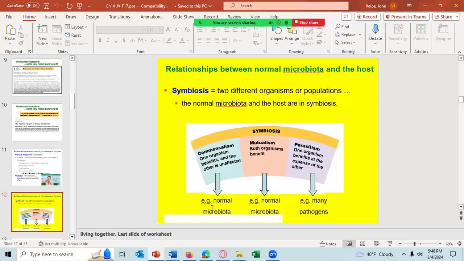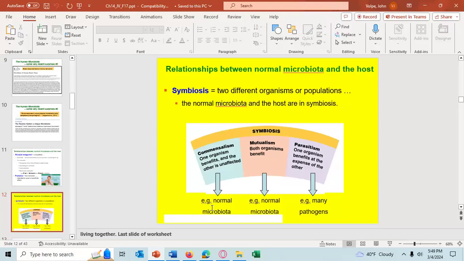Some normal microbiota do fit that category, where the normal microbiota are given a home, and they might even be given food by the host, and then the normal microbiota do not harm the host. They don't necessarily give it any benefit, but they do not harm the host.